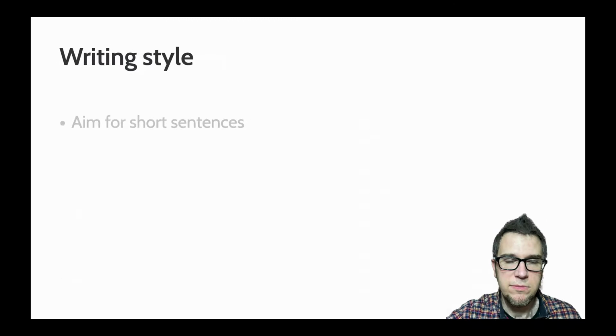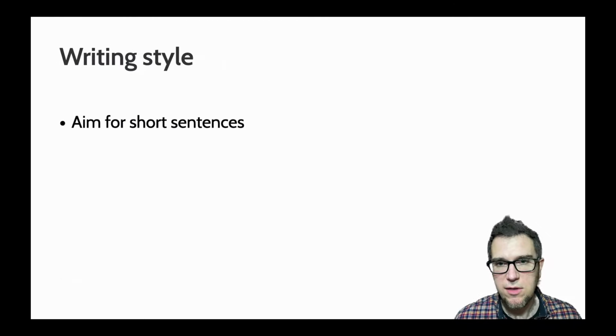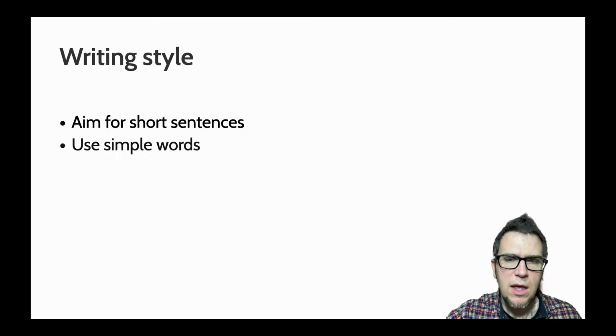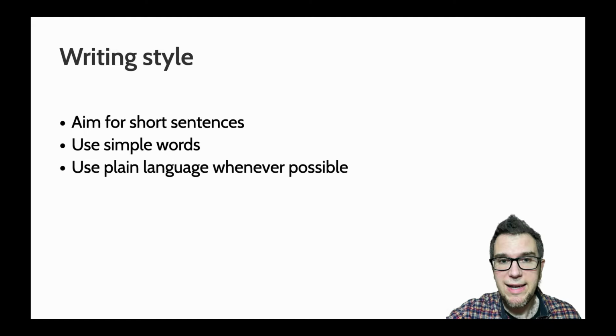Writing style. Aim for short sentences. Longer sentences can present a problem to people who have difficulty reading. Experts recommend keeping sentences between 20 and 25 words. Consider breaking longer sentences into 2. Use simple words and plain language wherever possible, avoiding difficult words or jargon. Words with fewer syllables are better because they are easier and quicker to read.